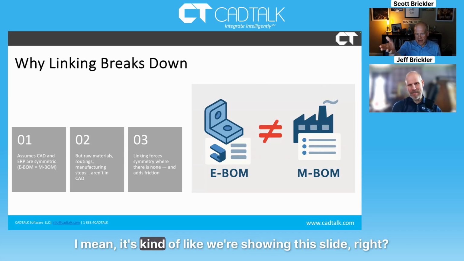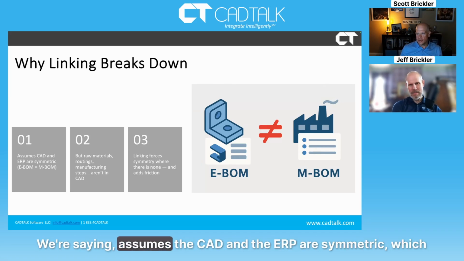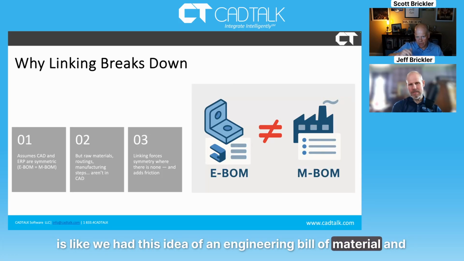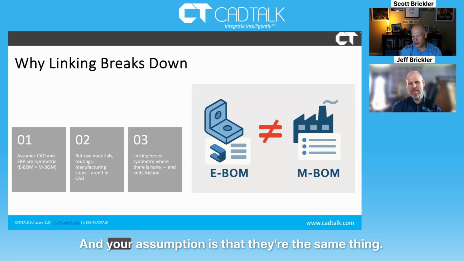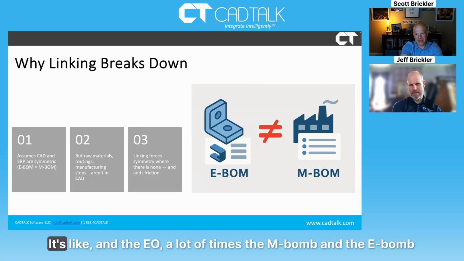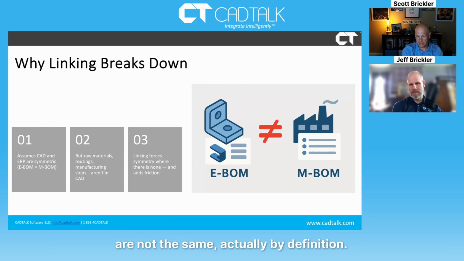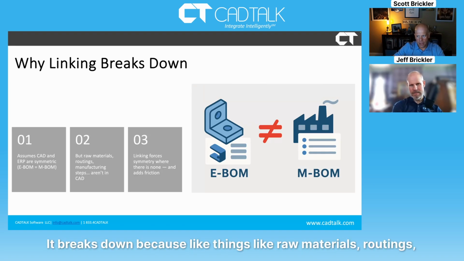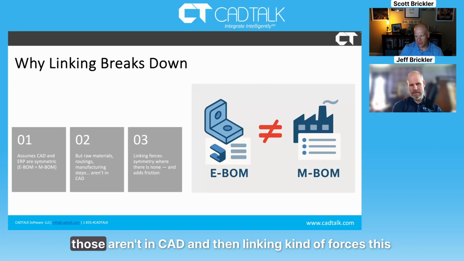Right. It's kind of like what we're showing on this slide, right? It assumes the CAD and the ERP are symmetric, like we had this idea of an engineering bill of material and a manufacturing bill of material, and your assumption is that they're the same thing. Because the only way you could sync is to assume that you're talking about something similar or the same. A lot of times the M-BOM and the E-BOM are not the same, by definition. Why would you have different names for it if they were the same thing? So the syncing idea falls apart. It breaks down because things like raw materials and routings aren't in CAD. And then linking kind of forces this symmetry.